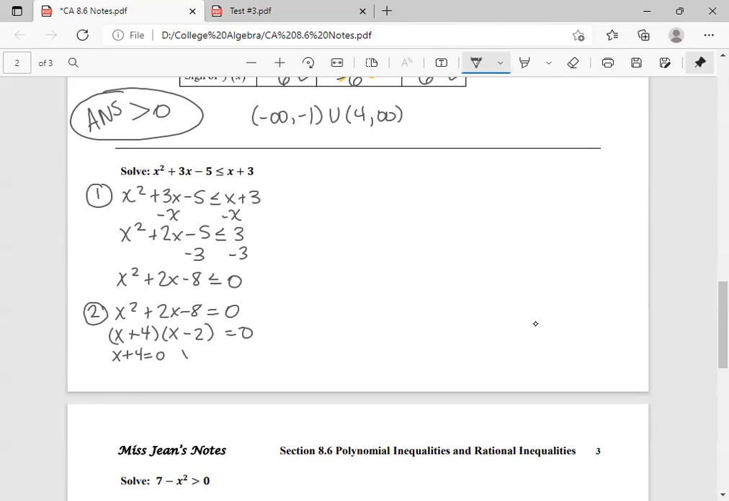So to get the zeros, we would solve this. Set them both equal to 0, and then we're going to solve x is equal to -4 when we subtract 4 from both sides, and x is equal to 2 when we add 2 to both sides. So those are our zeros.